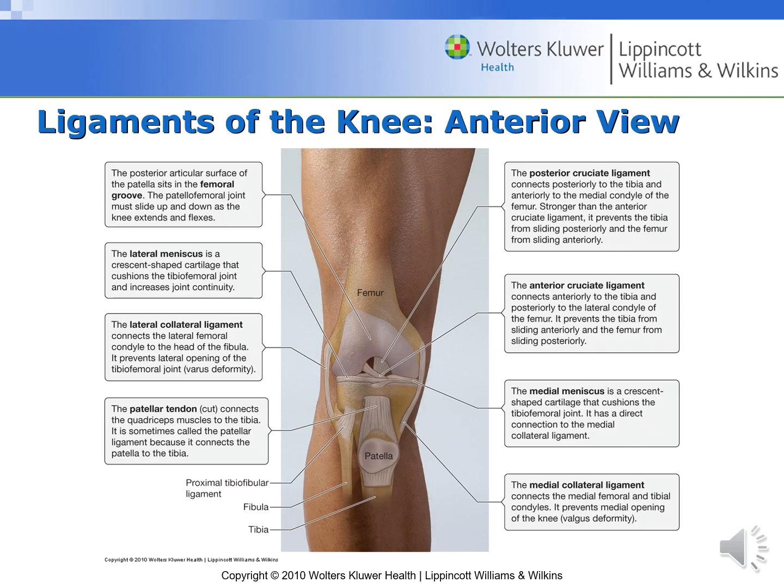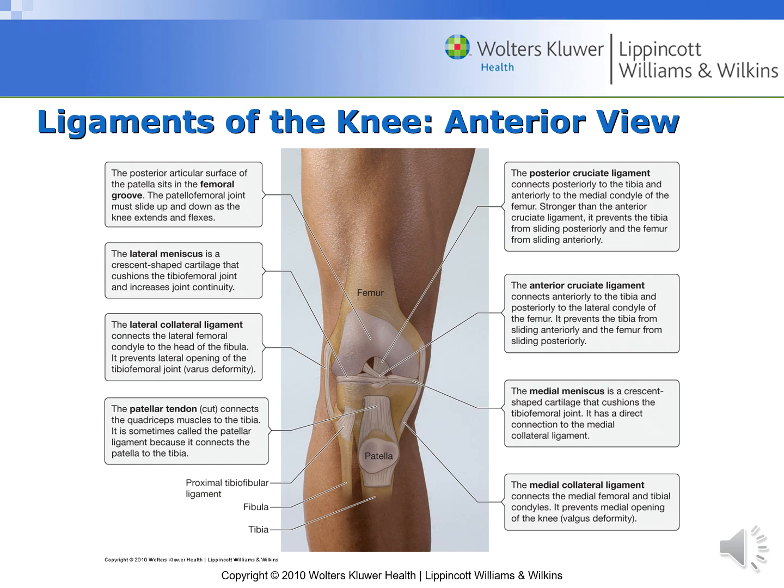On the right-hand side, we see the posterior cruciate ligament, which connects posteriorly to the tibia and anteriorly to the medial condyle of the femur. Stronger than the anterior cruciate ligament, it prevents the tibia from sliding posteriorly and the femur from sliding anteriorly. The anterior cruciate ligament connects anteriorly to the tibia and posteriorly to the lateral condyle of the femur. It prevents the tibia from sliding anteriorly and the femur from sliding posteriorly.